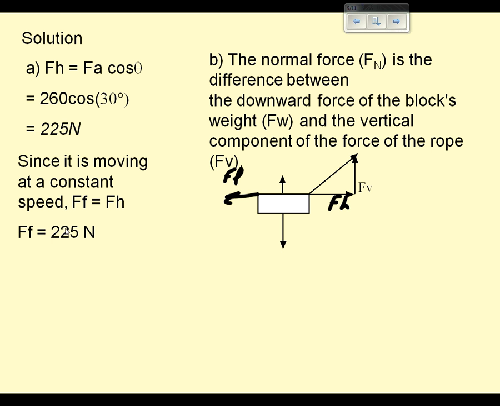What if it's not moving at a constant speed? You're going to have to find Ff using F net equals applied force minus friction force and work it out like that. I'll show you one like that in a bit.